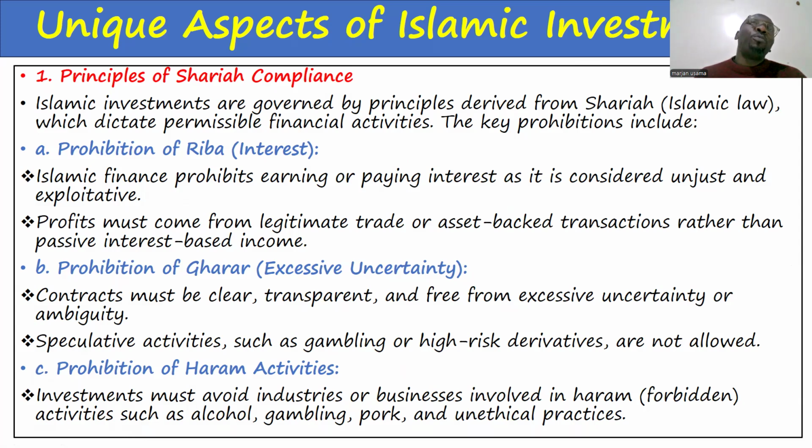Number three, prohibition of haram activities. In Islam, there are activities that are completely prohibited in the Quran and the Hadith, which are the sources of Islamic Sharia. So investments must avoid industry or businesses involved in haram. Haram means forbidden. So forbidden activities such as alcohol, gambling, pork, and other unethical practices are not allowed. So this is one of the unique aspects of Islamic investment.